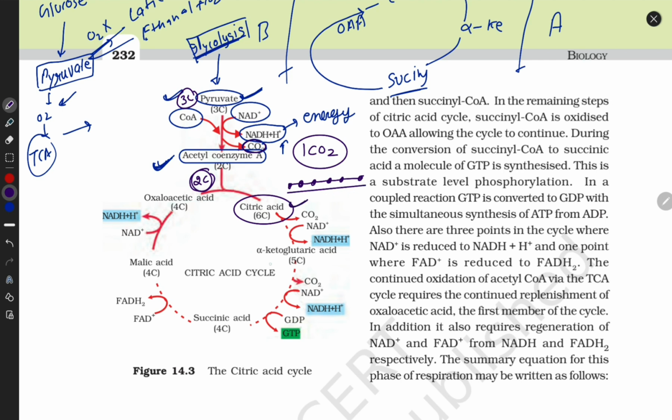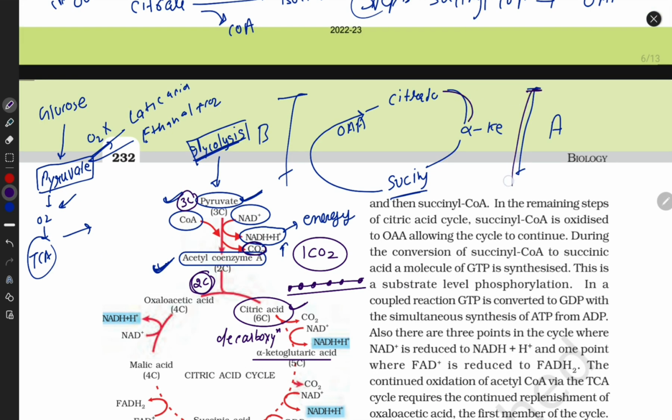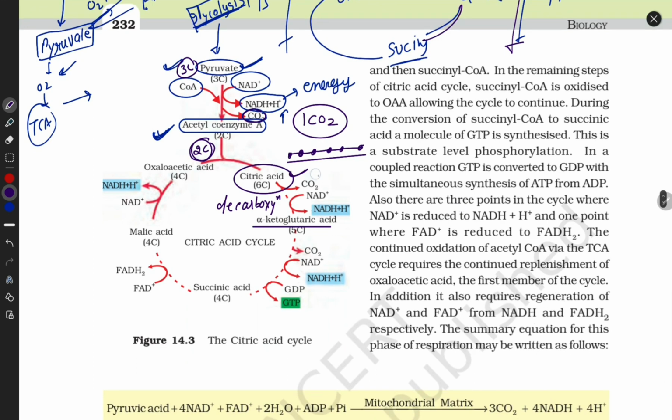Now citric acid changes into alpha ketoglutaric acid. This process is decarboxylation, step 1: citrate to alpha keto, alpha ketosuccinyl. So we get another CO2 and another energy molecule. After this we get alpha ketoglutaric acid, which is a 5 carbon compound, because 1 carbon is removed here. So from 6 carbon we get a 5 carbon compound, and again we lose 1 carbon and we get energy.